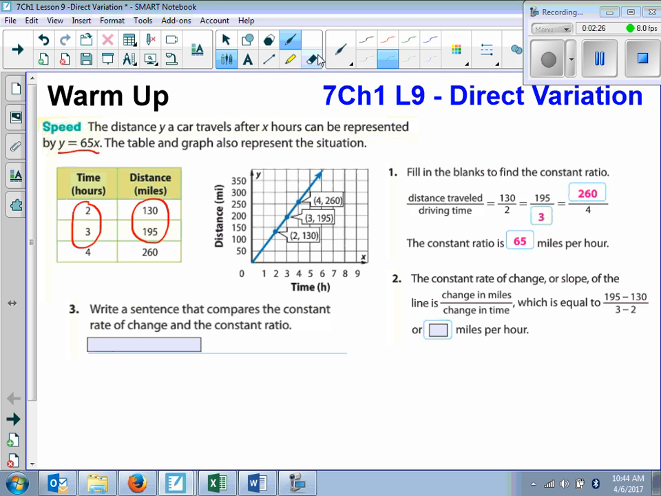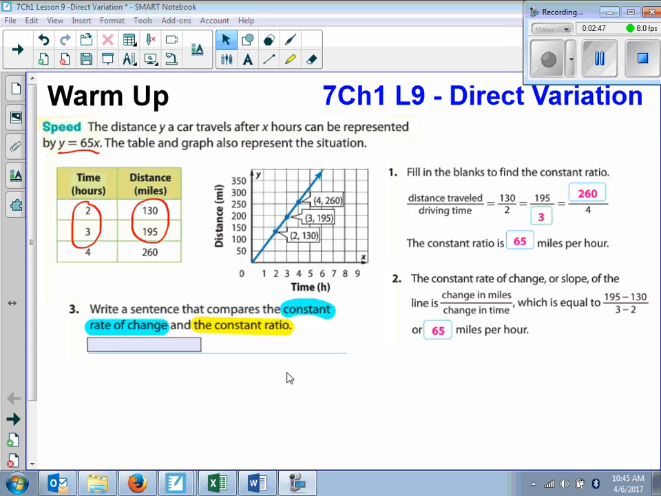So when we do that, we get 65 over 1, which again is 65 miles per 1 hour. Is everybody clear with that? So what does that tell you about the rate of change and the constant ratio? So that tells us that the constant rate of change and the constant ratio are the same thing.